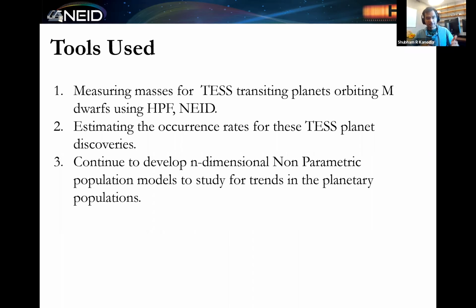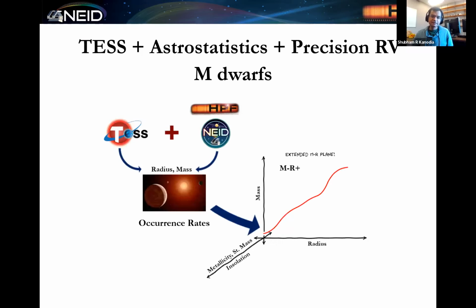And once we have the occurrence rates, once we have the RV mass measurements and the radii from TESS, I propose to combine these into this non-parametric framework, which is about 4 or 5 dimensions. And a very rough schematic of that looks like this. So we're combining the TESS measurements with the HPF and NEID mass measurements. We estimate the occurrence rates. And then finally, once we have all those pieces of the puzzle, we can put that in this non-parametric framework and see how things evolve.